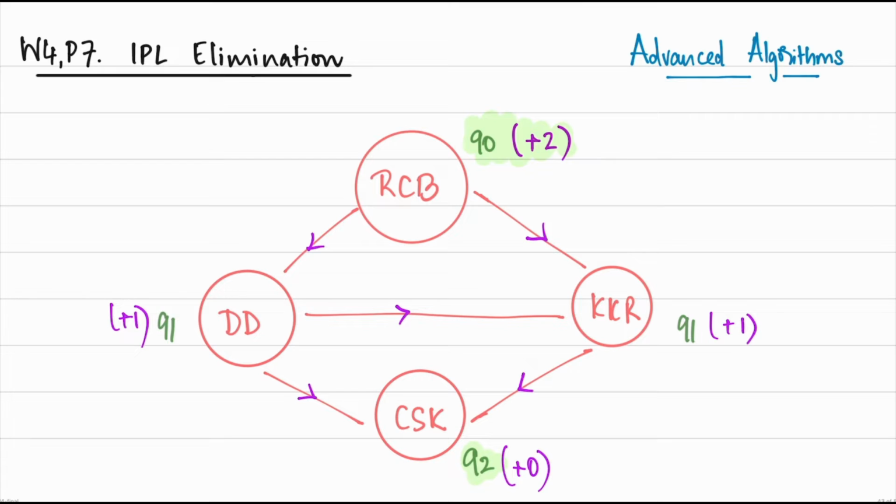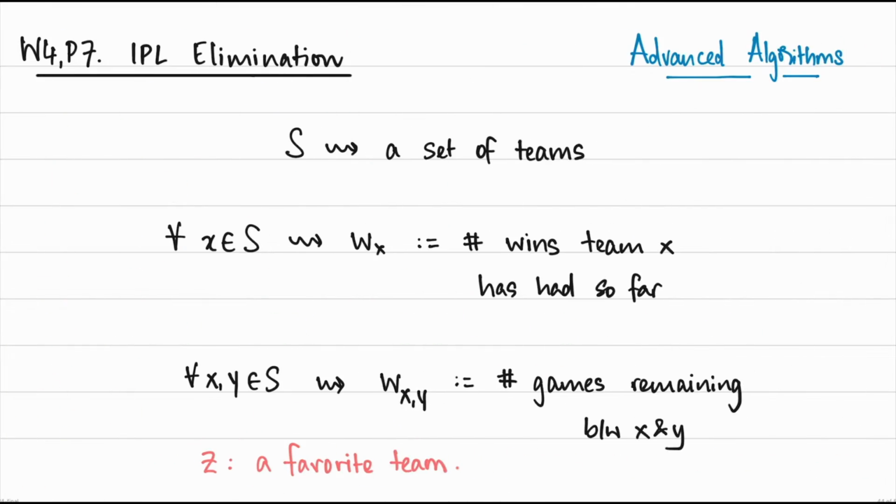Well, this is something that we figured out by sort of manual case analysis. And one of the questions we would like to ask is, well, can we figure this out in a more systematic way? So let's actually try to introduce some notation to capture the input to this problem. So we have a set of teams S, and for each team, we know how many matches they have won so far. And for each pair of teams, we know how many matches are remaining between them.